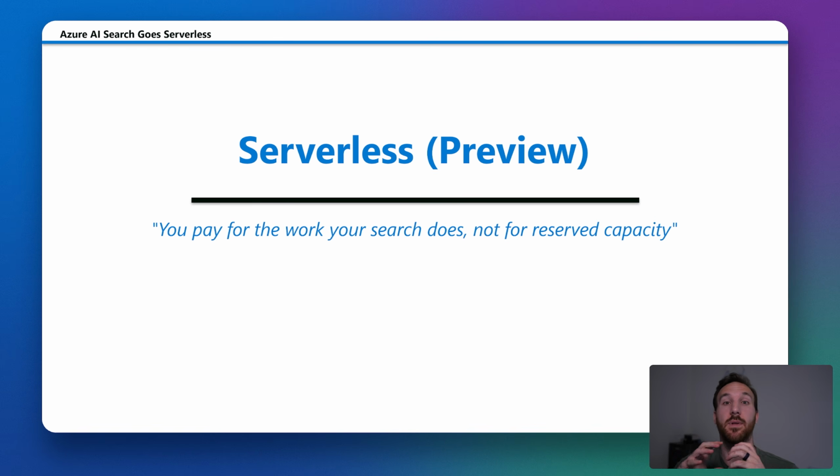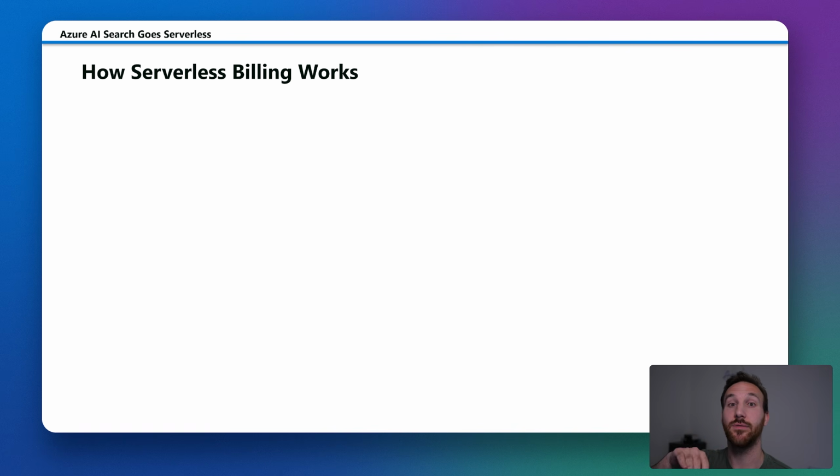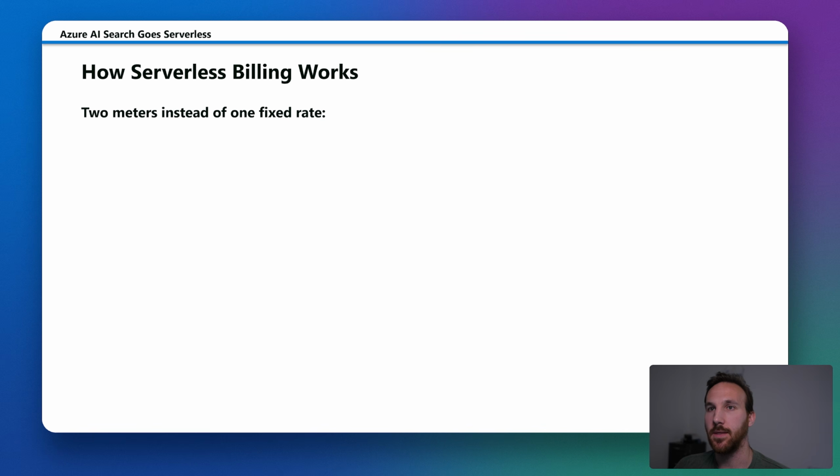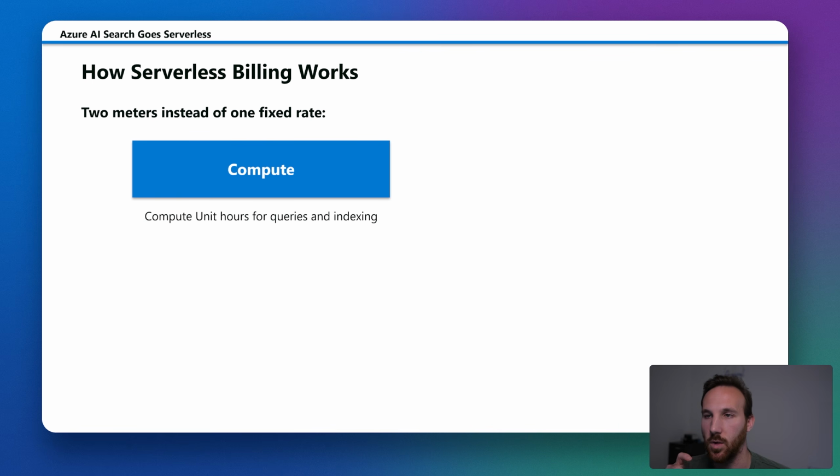This is a big reason why companies even move to the cloud, to take advantage of the pay-as-you-go options. So now, how the serverless billing actually works. There are 2 meters to be aware of, and they're part of their own fixed rate that's going to be created later. So there's the compute.